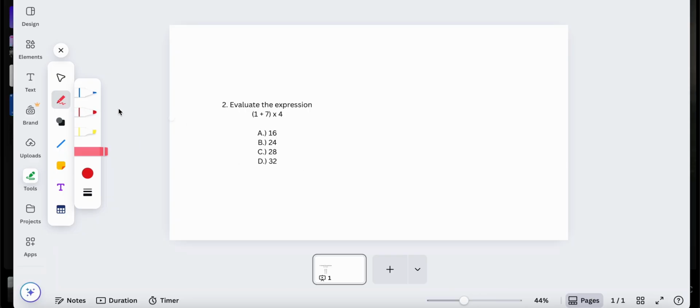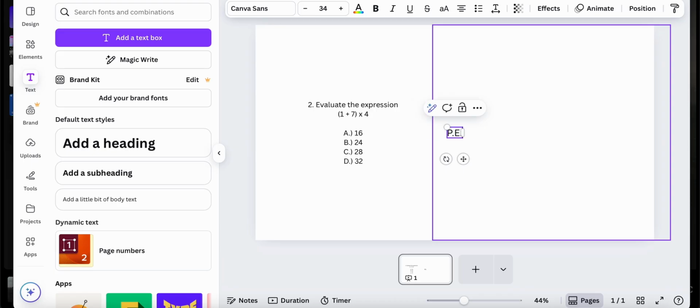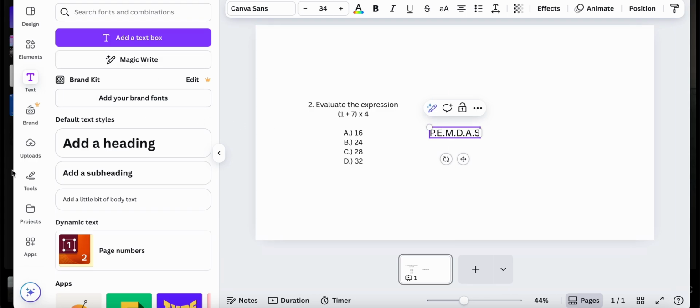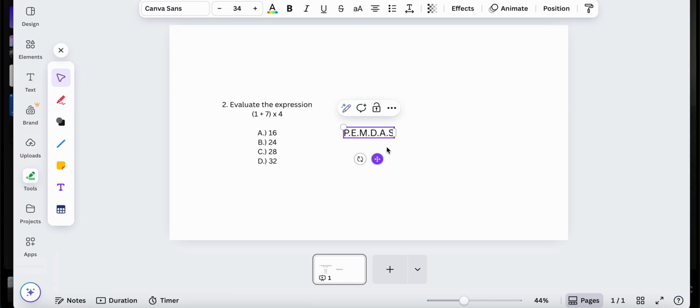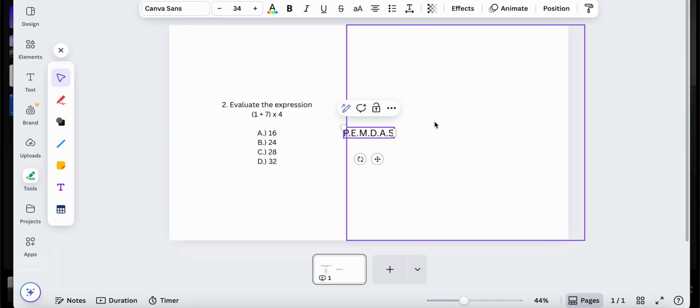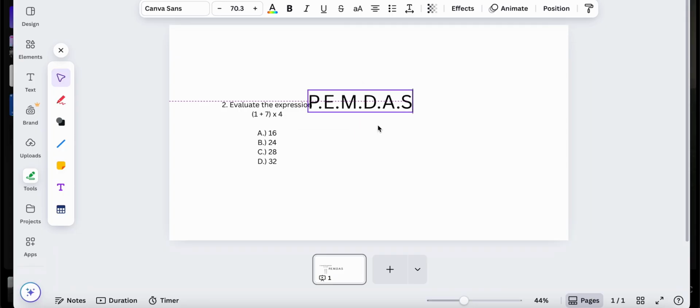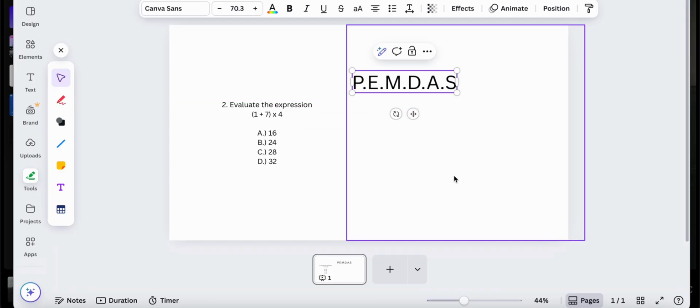Number 2. Evaluate the expression 1 plus 7 times 4. Now here we have a classic use of PEMDAS. PEMDAS is parentheses, exponents, multiplication, division, addition, subtraction. That's the order of how you're supposed to do things first.